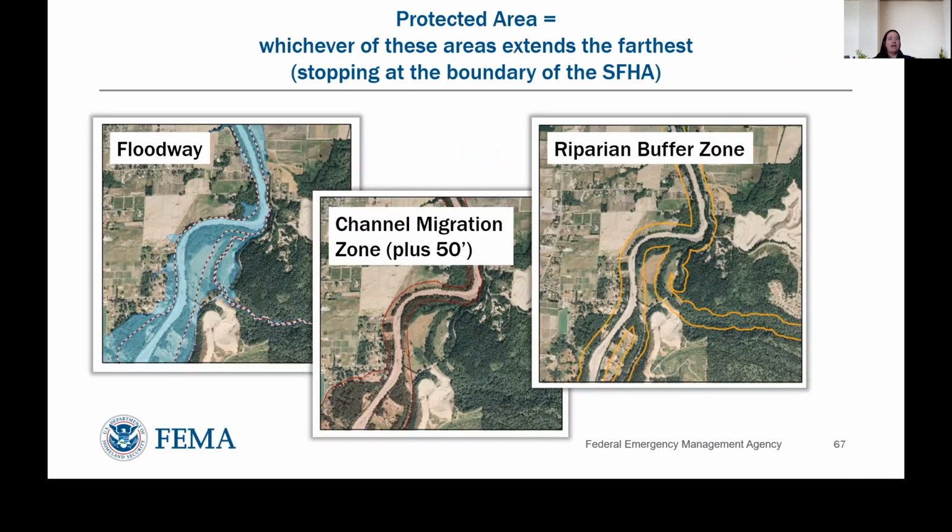So how do we define where the protected area is? Well, it's going to depend based on the location in your community. The protected area is defined by whichever of these three areas extend the farthest from ordinary high water without going outside the SFHA, because the BiOp does not change the jurisdiction of the NFIP. The special flood hazard area still defines that jurisdiction. So we follow these areas out looking for their boundary until we get to the SFHA, and then we stop there. These areas are made up by the floodway, the channel migration zone plus 50 feet, and the riparian buffer zone.